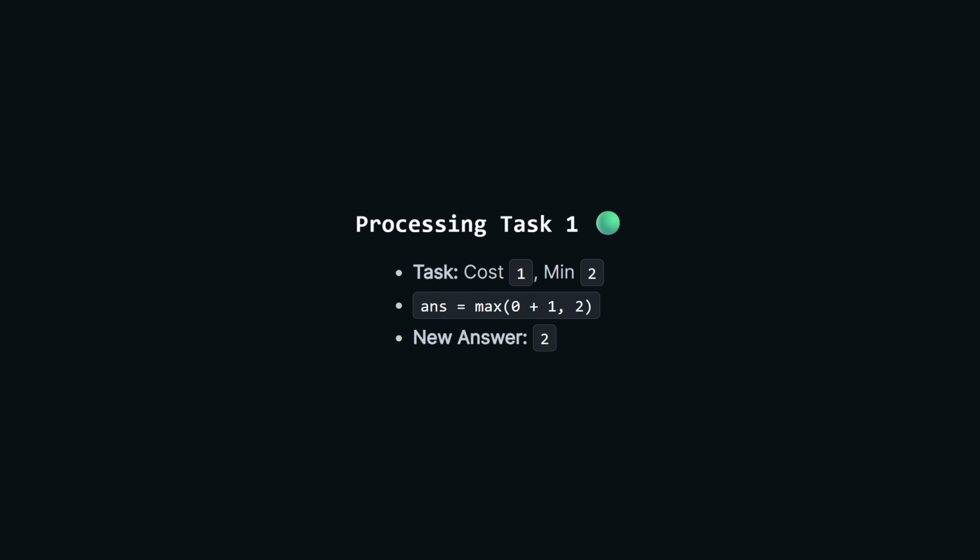We look at the first task. It costs 1 but needs 2 to start. Since our current total is 0, adding the cost gives us 1, but the task demands 2. We take the maximum, so our new running total becomes 2.